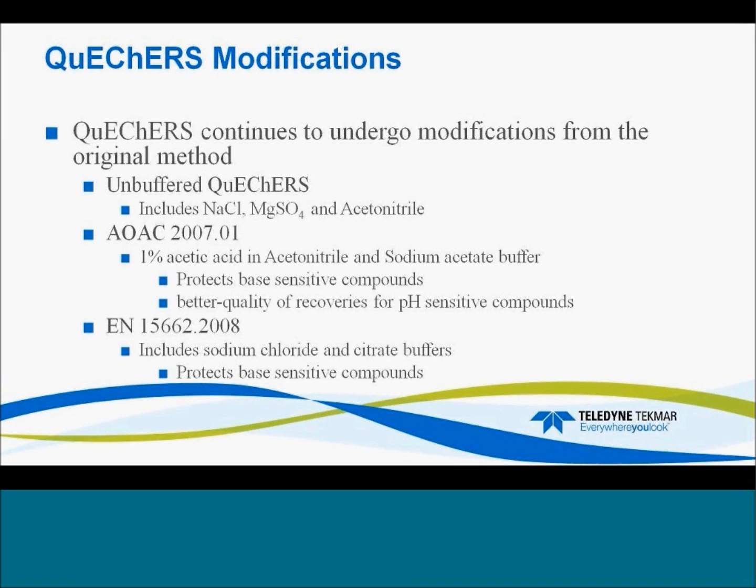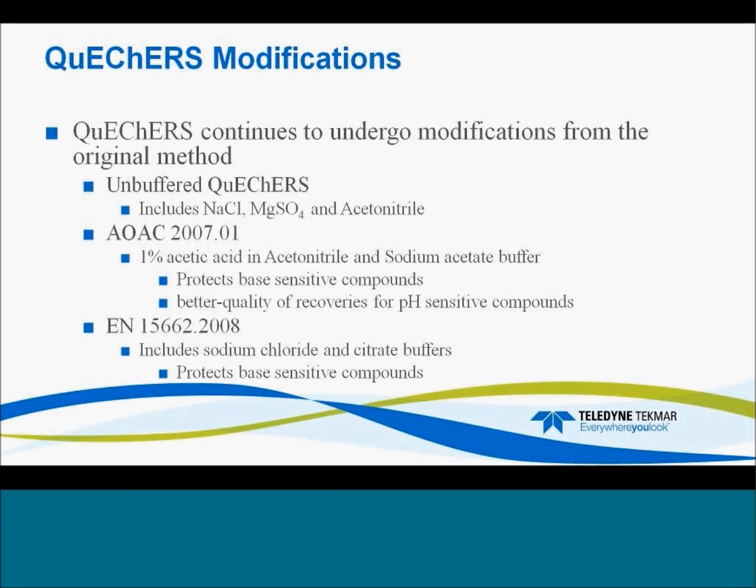As QuEChERS has been developed over the past 10 years, it continues to undergo modifications from the original method. It first started off as the unbuffered method, which basically included magnesium sulfate, sodium chloride, and acetonitrile to do the extraction. But as time has gone on, we go through changes, and so do methods. The QuEChERS method has now been developed into the AOAC and the EN method. With the AOAC method, they use 1% acetic acid in acetonitrile and sodium acetate buffers in the salts. This helps protect base-sensitive compounds and gives better quality recoveries for pH-sensitive compounds also.